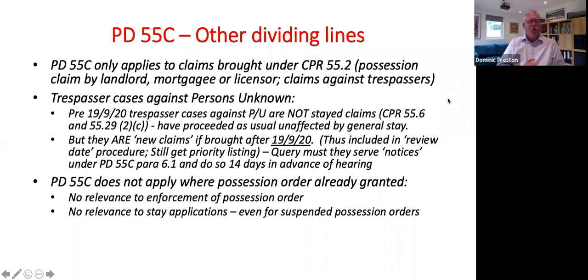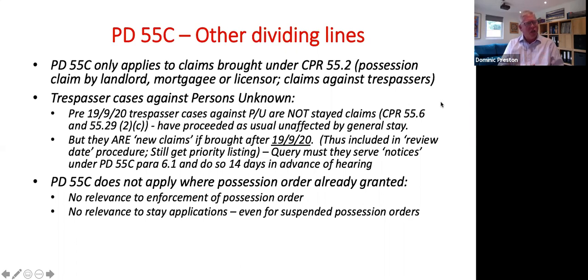So just before I go into the detail of what the practice direction does, I want to just have a couple of reminders of where there might be some other dividing lines and some other definition points. So firstly, the practice direction clearly only applies to those cases brought under the CPR. And for those cases, there are 3 types of cases, but I've got 2 up there. Those are effectively possession claims by landlords, mortgagees, and licensors, or claims against trespassers.